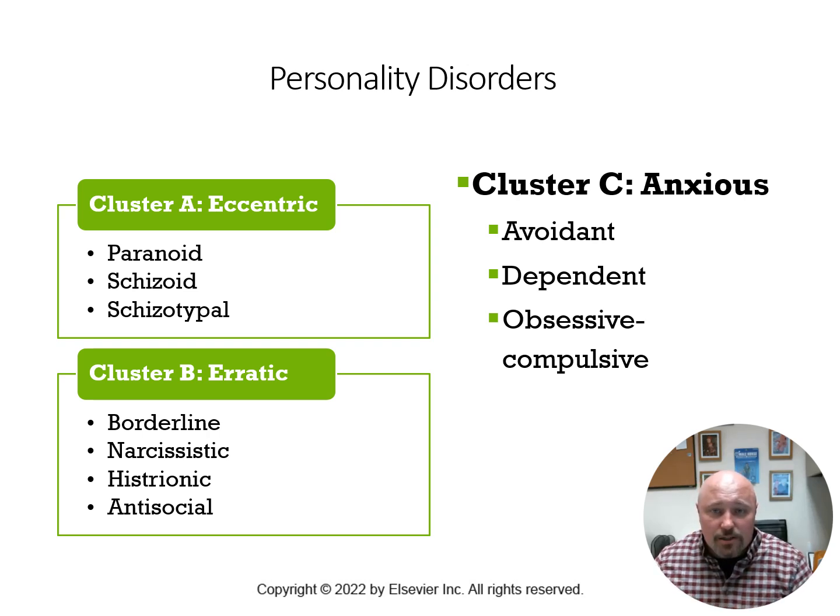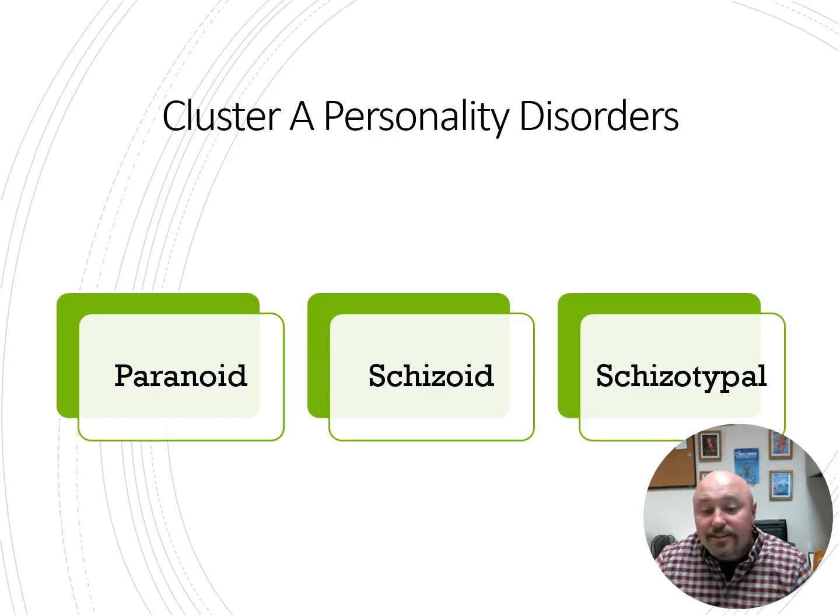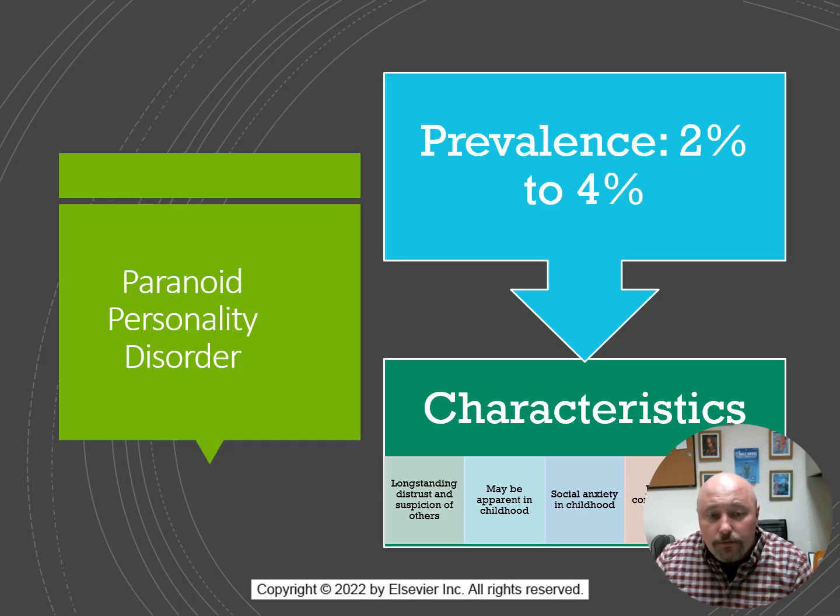Keep in mind that Cluster B disorders have your most socially impacting ones, such as antisocial personality disorder or borderline personality disorder. Let's start with our Cluster A disorders, paranoid, schizoid, and schizotypal. For a paranoid personality disorder, this has a prevalence of 2 to 4%, with characteristics such as long-standing distrust and suspicion of others, may be apparent in childhood, and have a lot of social anxiety within childhood.